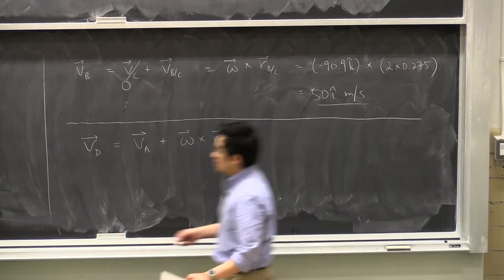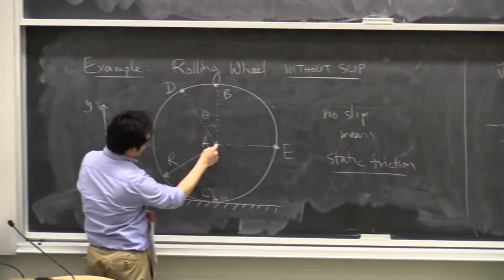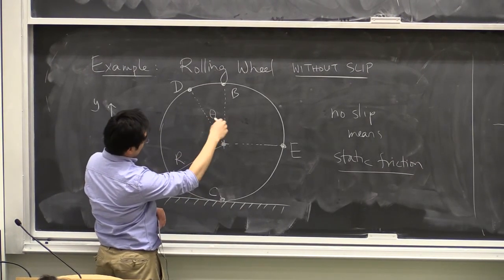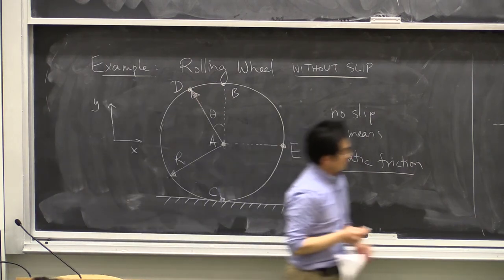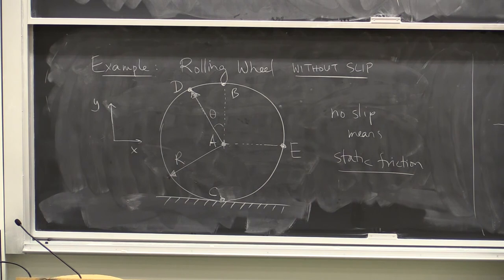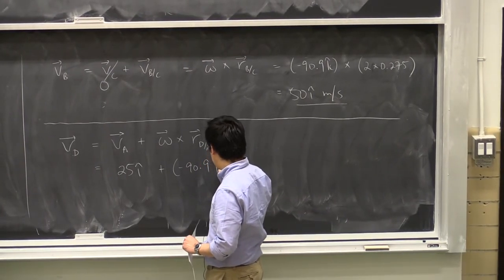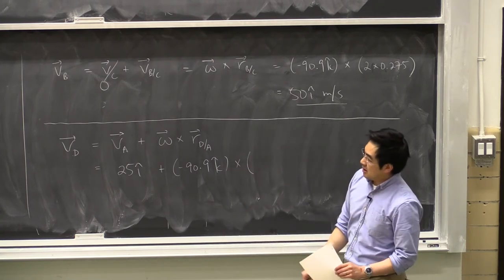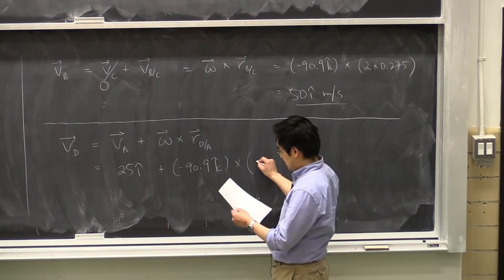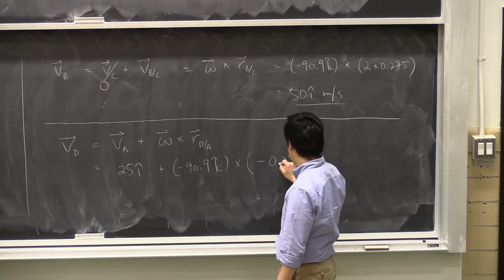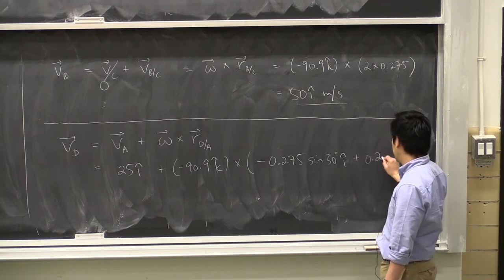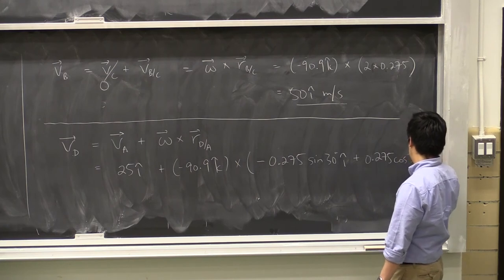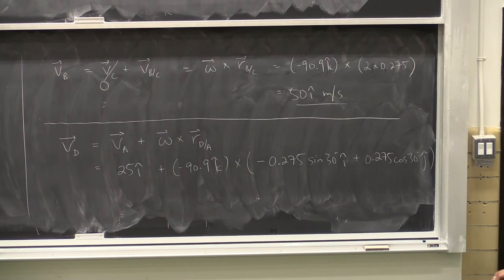Okay, and then now let me look at where my D point is. So I did D point with respect to A, and I told you that theta was 30 degrees on the previous board. And so now I'm making sure I figure out what my RD with respect to A is. That's my RD with respect to A. So this would be 25i plus negative 90.9, and then cross with RDA. That has to be, let me just double check here. So I have negative 0.275 sine of theta i. And it's pointing up. So it's plus 0.275 cosine 30j. That is my RDA vector.